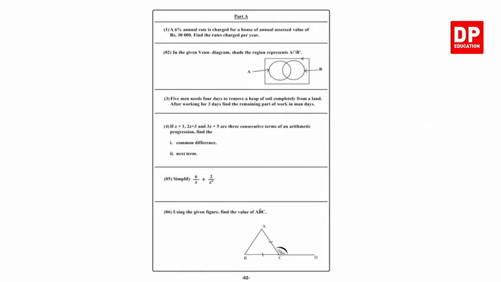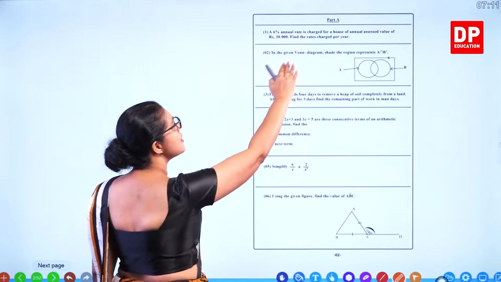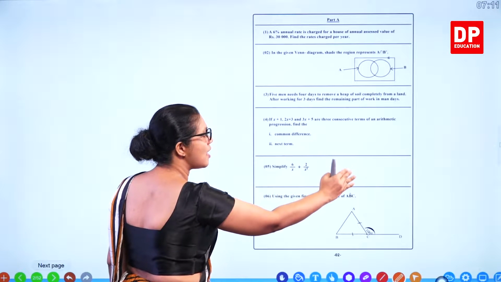So part A, try now questions 1 to 6. I'll do each question separately. So this is the space given, so you can write down the answers here.